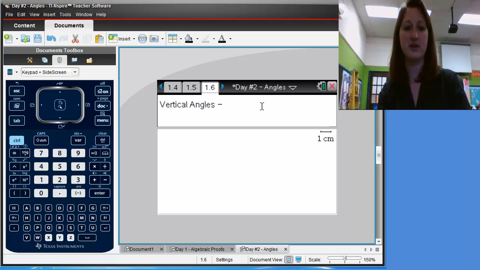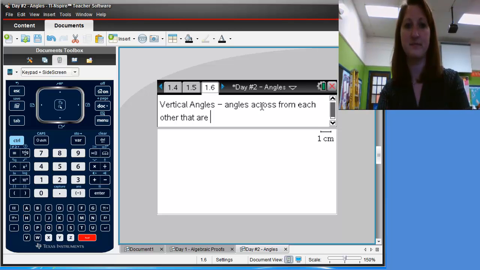Alright, vertical angles are angles across from each other that are the same size.